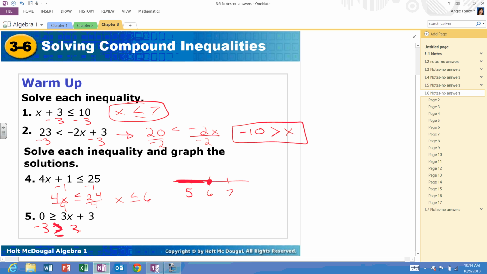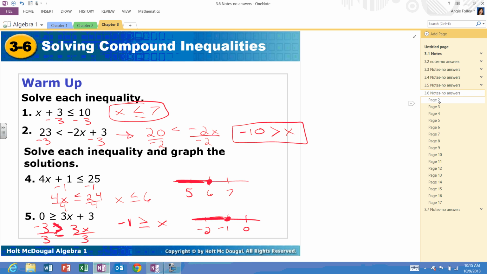Okay, I'm going to move my 3 over, so I'm going to have negative 3 is greater than or equal to 3x. I'm going to divide both sides by 3. Negative 3 divided by 3 is negative 1 is greater than or equal to x. So negative 1, 0, negative 2. And do a closed circle at negative 1. Again, I like to read it with the variable first. X is less than or equal to negative 1.